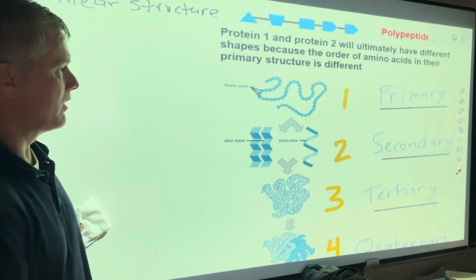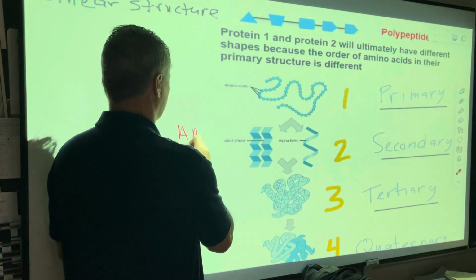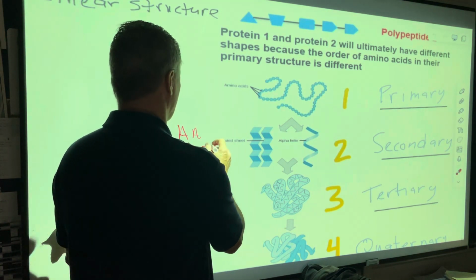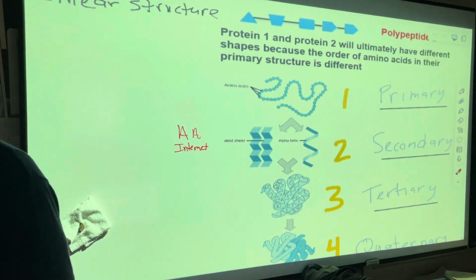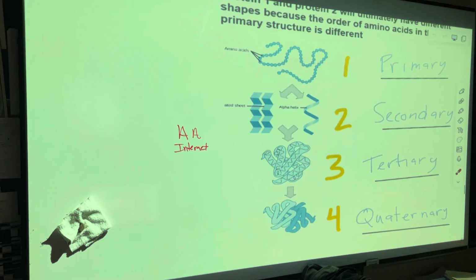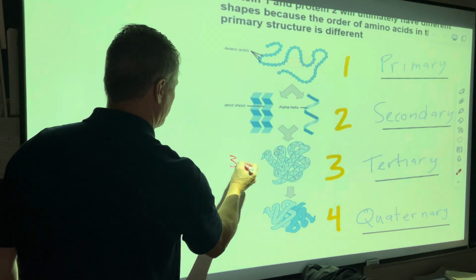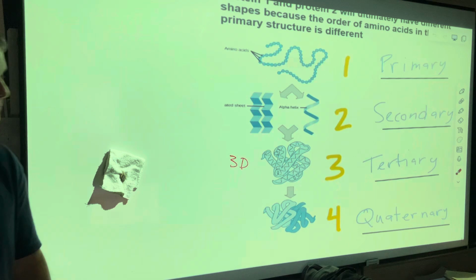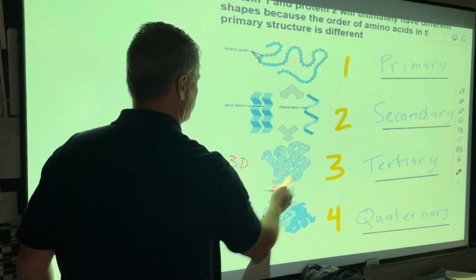Secondary is where the amino acids here interact with each other. Not with anything else. They just interact with each other. You're going to see this today as we start cutting out our paper protein strand. Okay? And then the tertiary is the completed protein. After this is all done folding, this is going to be your 3D shape of your protein. So after secondary is all done folding, you're going to have this.